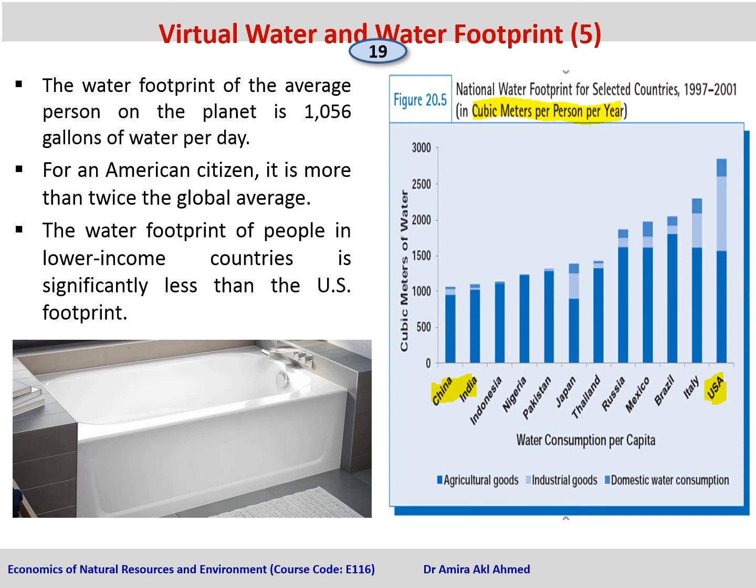The water footprint of the average person on the planet is 1,056 gallons of water per day. That is enough to fill up 21 standard bathtubs. The average water footprint of an American citizen is more than twice the global average.